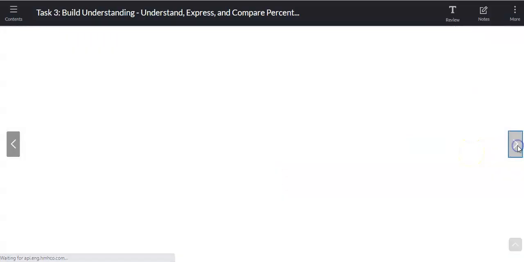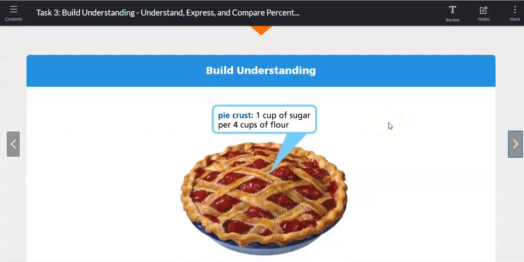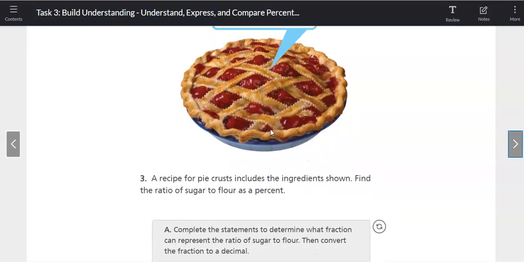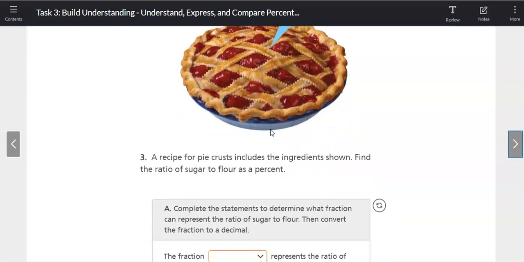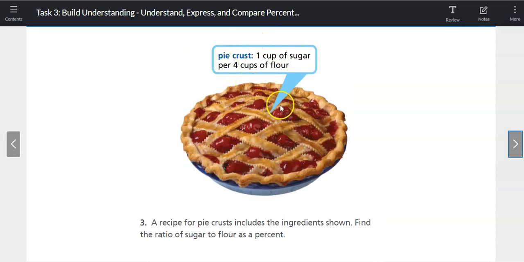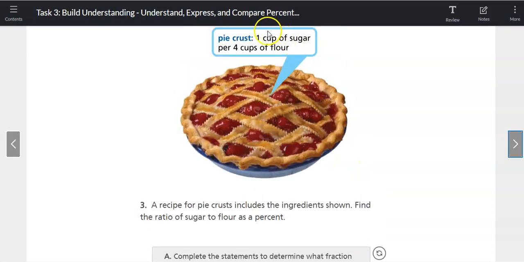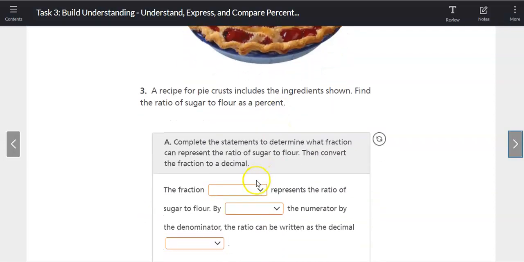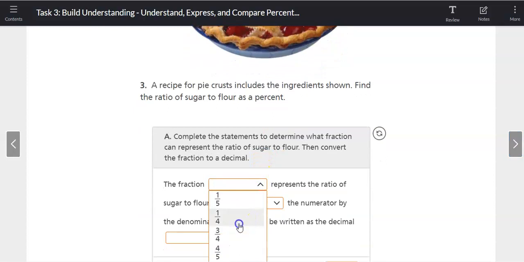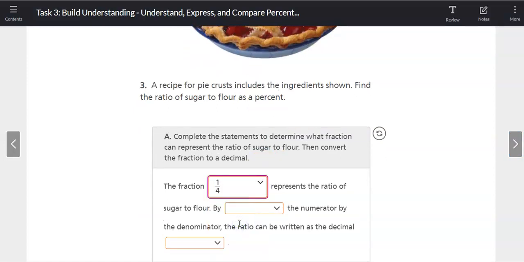Okay. We're on to number 3 about pies. So a pie crust right here has 1 cup of sugar and 4 cups of flour. A recipe for pie crust includes the ingredients shown. Those are the ones we just went over. Find the ratio of sugar to flour. So there's 1 cup sugar, 4 cups flour. So 1 to 4. The fraction 1/4 represents the ratio of sugar to flour.